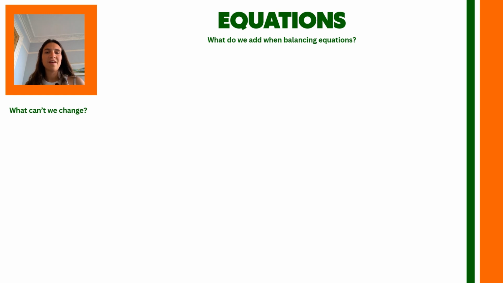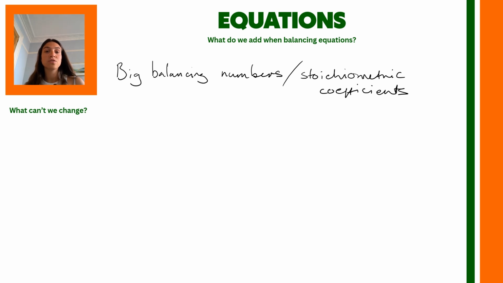Or if you're ready, let's dive straight in. Okay, let's have a look at some equations and balancing chemical equations. So, what do we add when we are trying to balance equations? Those are our stoichiometric coefficients, those large numbers that we put in front of either our products or our reactants in the equation. And what can't we change?